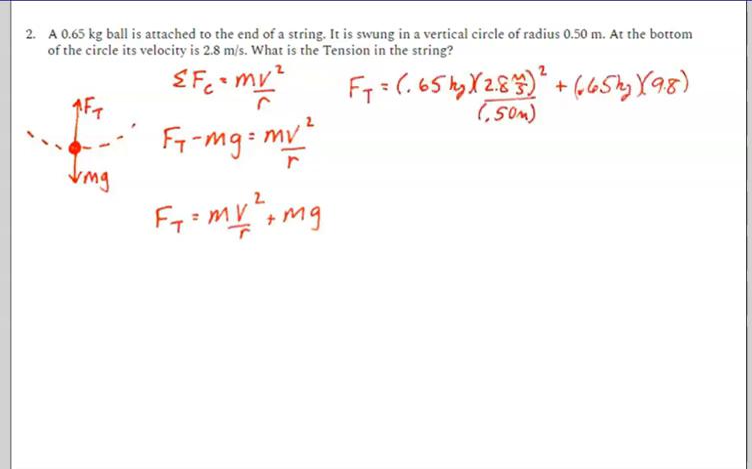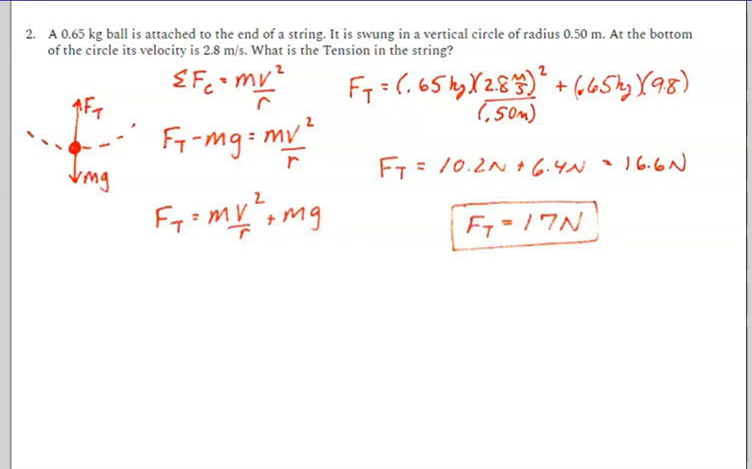Now we can plug in our numbers, and we have the same numbers as we had in the first example, except now instead of subtracting, we're adding. So we've got 10.2 plus 6.4 newtons, which gives us 16.6 newtons. We'll round to 2 sig figs, so we have a tension of 17 newtons.